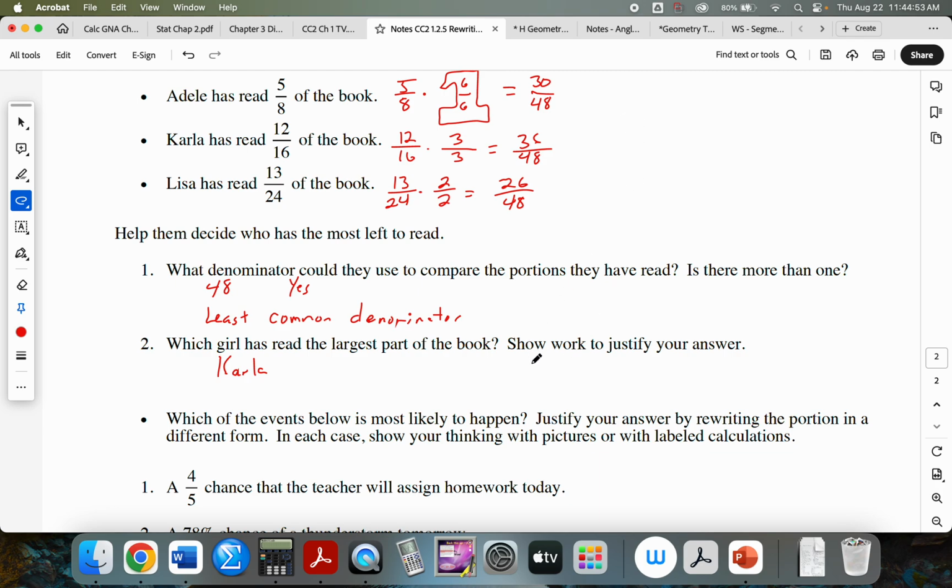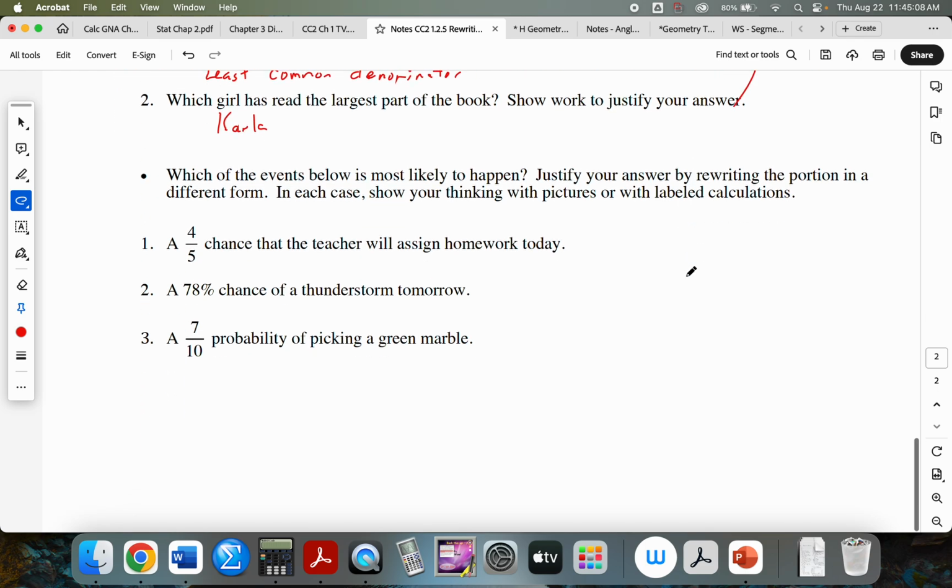And notice it says show work to justify your answer. This is the word. So I would be like, yeah, I accidentally did it up here. So let's look at this. Which of the events below is most likely to happen? Justify your answer by rewriting the portion in a different form. In each case, show your thinking with pictures or with labeled calculations.